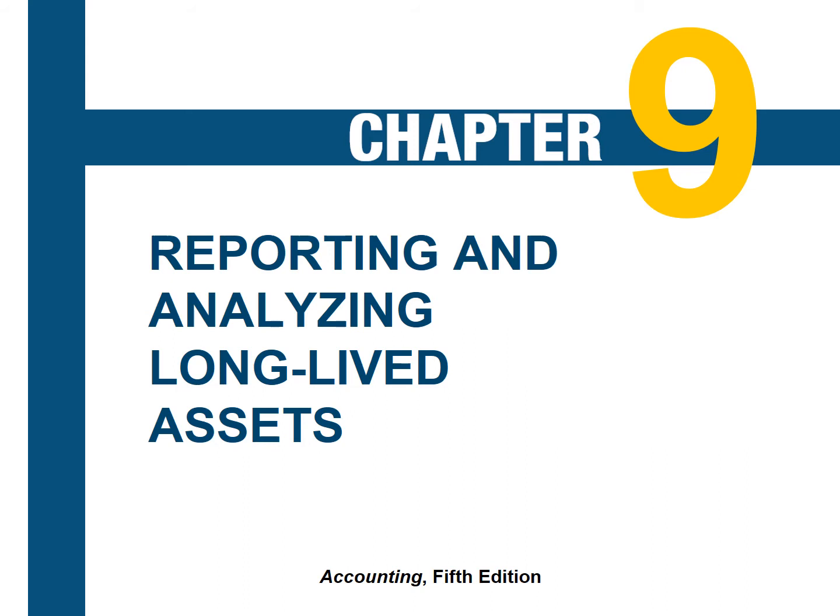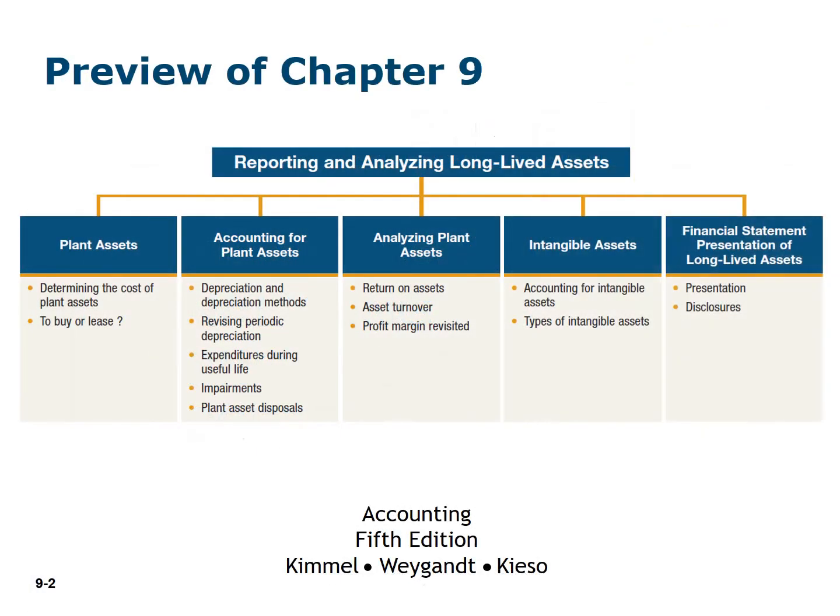Chapter 9, we're going to be talking about what they call long-lived assets. This will include things like property, plant, and equipment, buildings, land, etc., and intangible assets. So in Chapter 9, we'll talk about so-called plant assets and how do you account for them, and how do you analyze them. We'll also talk about intangible assets and what they look like on the financial statements.